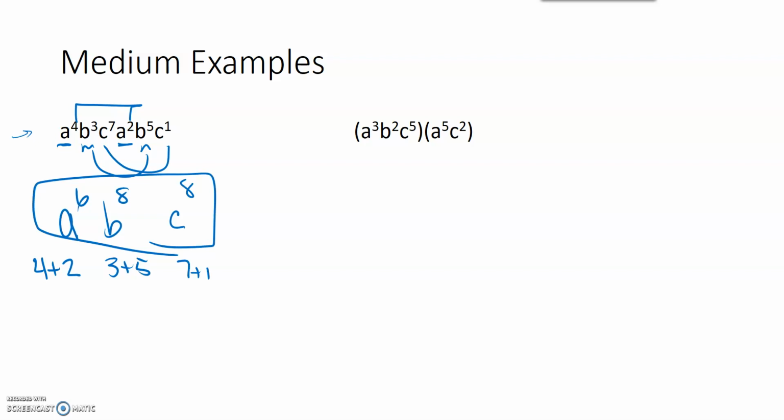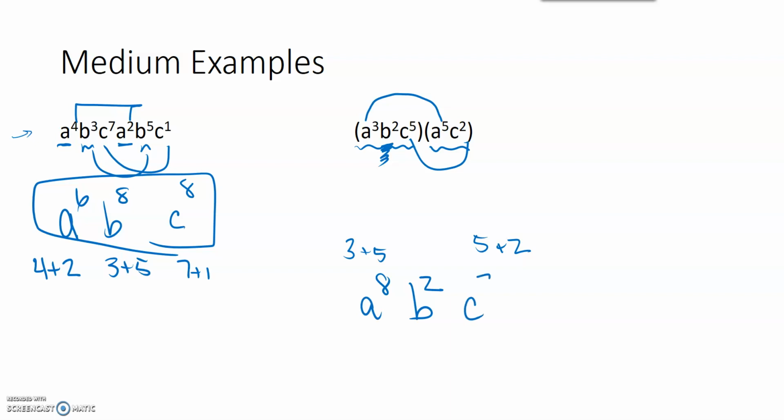A to the 6th, b to the 8th, c to the 8th. Okay? Over here, this is the same thing. The fact that it's parentheses is just telling you that it's multiplication. It's this times this. But I'm not changing anything. I'm still doing the same type of problem. I'm going to add the exponents from the things that are the same. Well, 3 plus 5 is 8, so I have a to the 8th. That b doesn't have anything to go with, so it's just going to stay b squared. I'm not putting anything else with it. It just drops down as itself. And then my c's here, I have a 5 and a 2, so c to the 7th. And there's my answer.